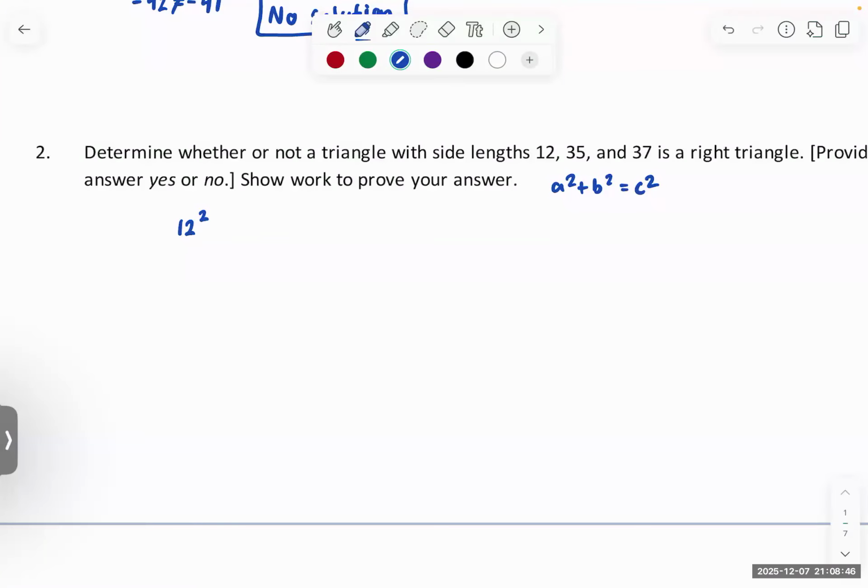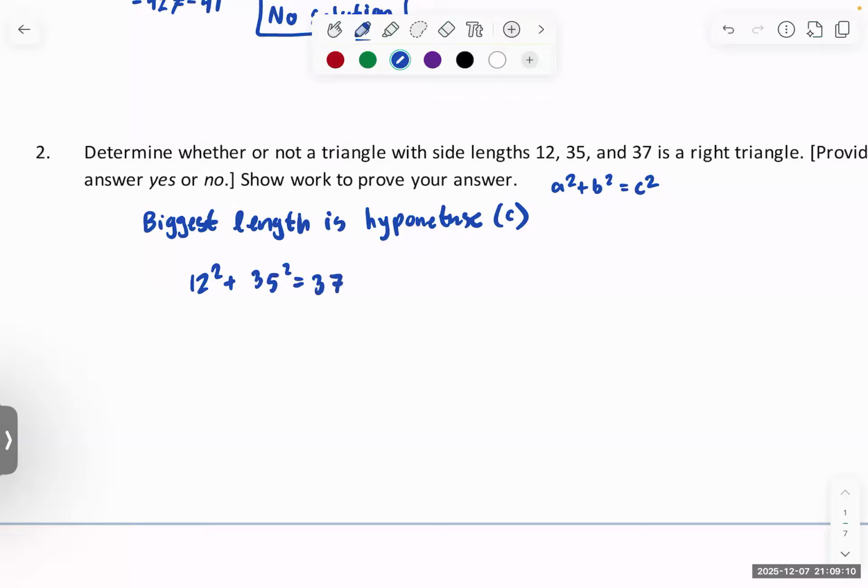We need to recognize one thing: the biggest length is the hypotenuse. So that's your c value. So we have 12 squared plus 35 squared has to equal 37 squared.